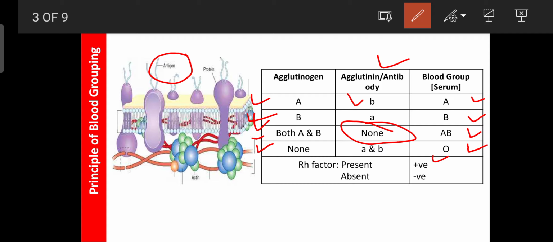Regarding blood group O, this blood group does not contain any antigens. There is no antigen A and there is no antigen B.